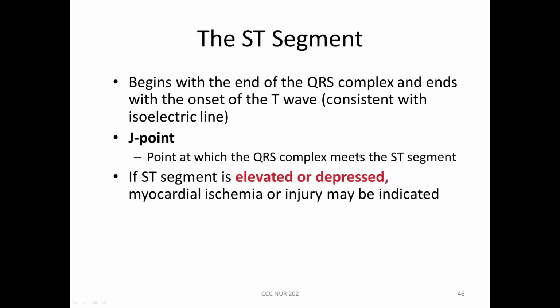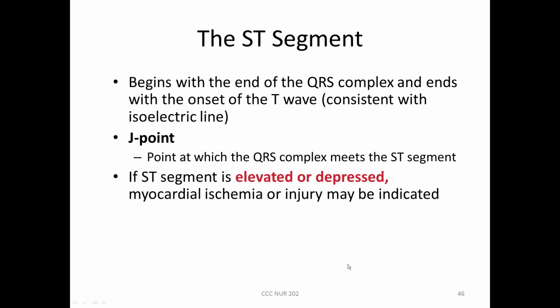The ST segment begins with the end of the QRS complex, and it ends with the onset of the T wave. Also there's something called the J point. It's the point at which the QRS complex meets the ST segment. But how you decipher the ST segment is you begin with the end of the QRS complex and the onset of the T wave, consistent with that line.